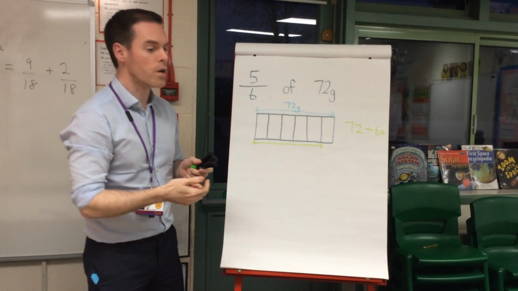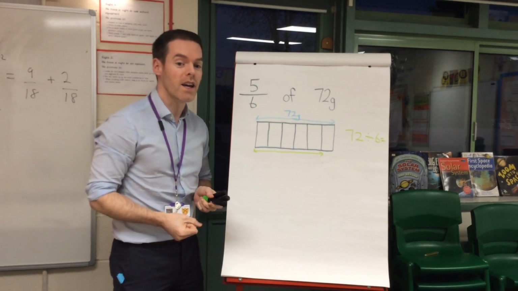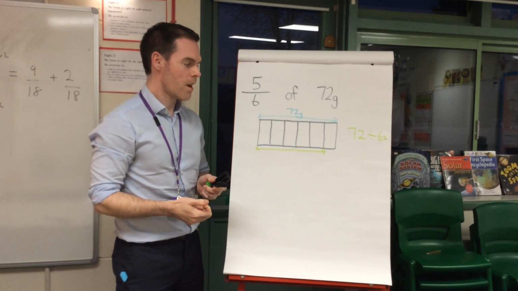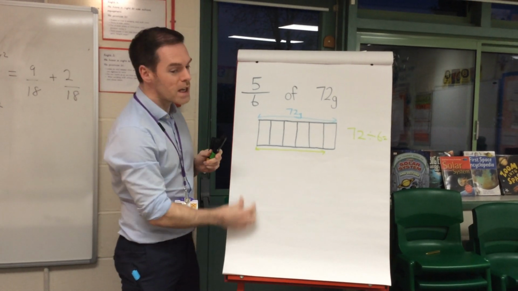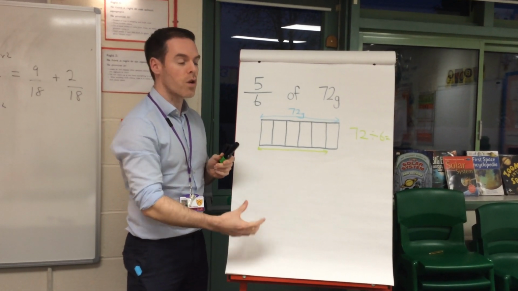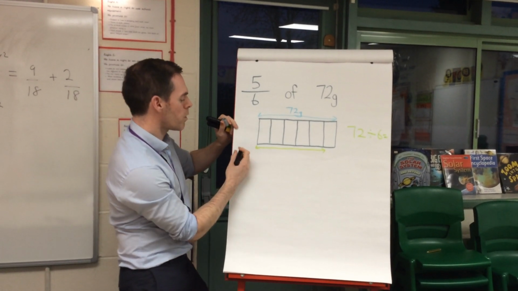I'm going to work that out now. 72 divided by 6. If you know your 6 times tables, you should know straight away what 72 divided by 6 is. If you're finding that a bit tricky and you're still struggling a little bit, you can just do a list of your 6 times tables until you get to 72, okay? So I'll do that this time, just so we can see what that would look like as well.